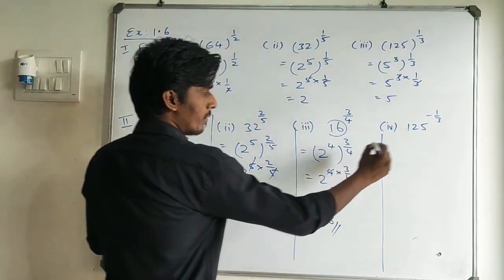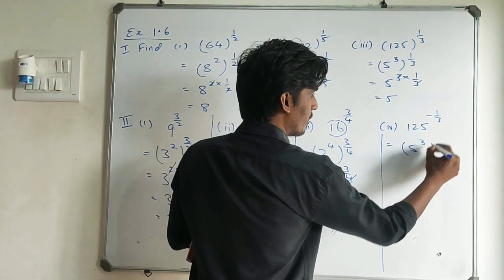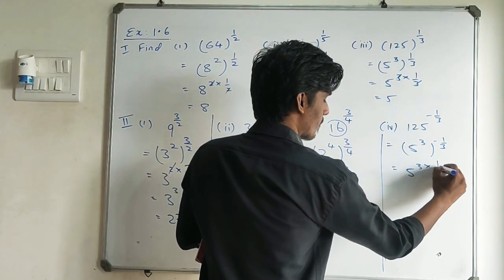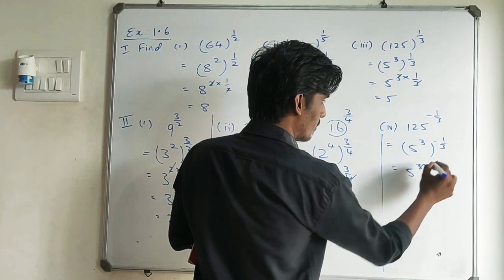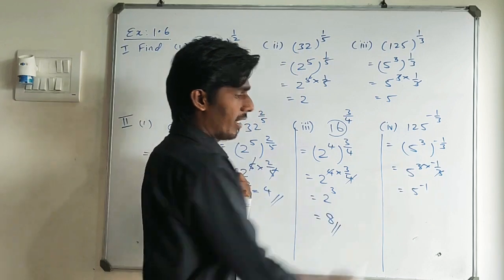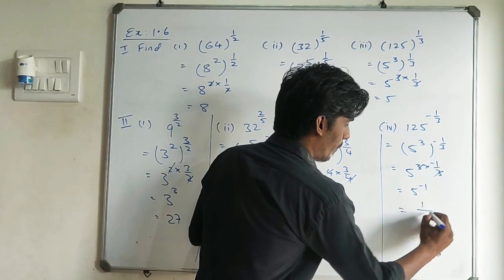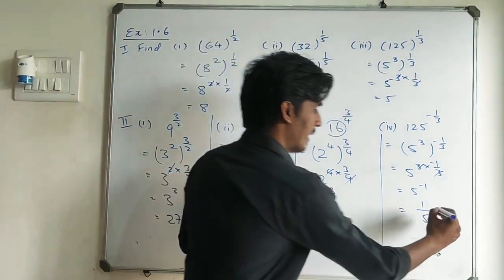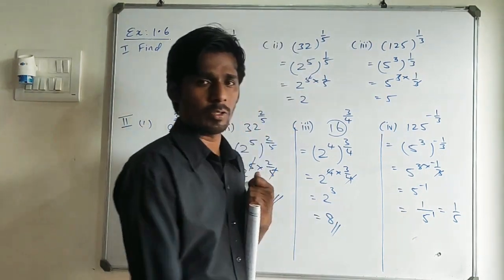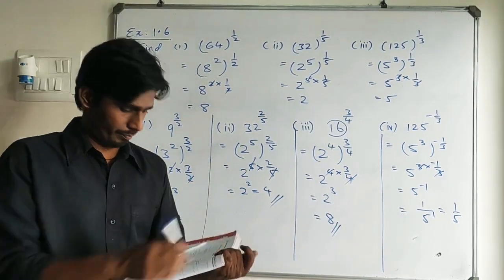Similarly here 125. 5 raised to 3, whole raised to minus 1 by 3. 3 and 3 get cancelled. So 5 raised to minus 1. As here we are getting the answer in a negative power, we have to convert this into positive. So it's 1 upon 5 raised to 1, that is equal to 1 upon 5. So this is the way we can solve question number 2.